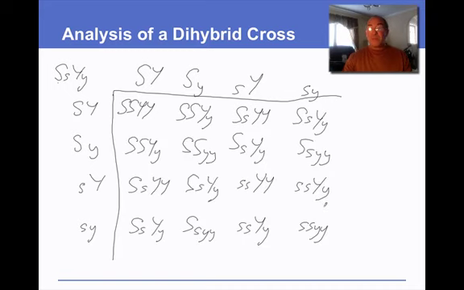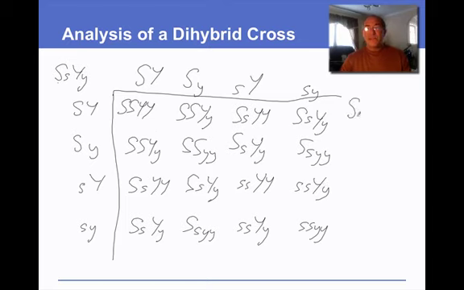So there we have a completed Punnett square for a dihybrid cross, looking at two genes. In this case, smooth and wrinkled represented by the S alleles, and yellow and green represented by the Y alleles. And here are the 16 possible combinations of alleles that you can get. So now let's see what we can do with some phenotypes.